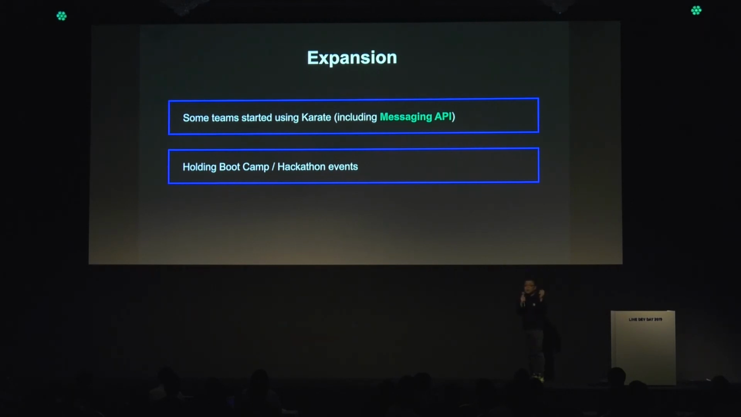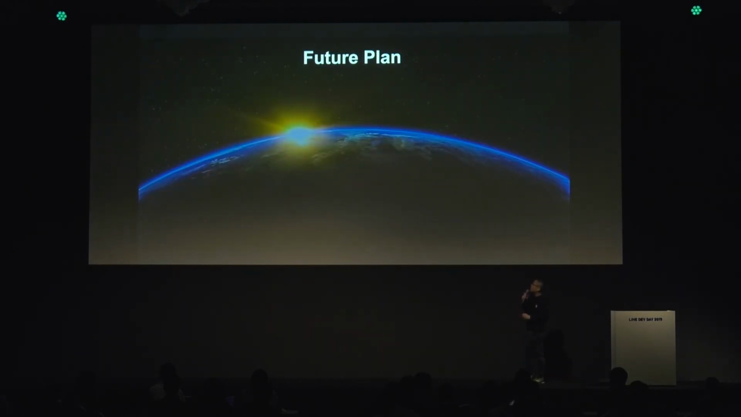So currently, Karate is now being used in other teams as well, Karate and SEBAS. What is being used in bot, the messaging API, that area is starting to use Karate little by little. And also externally, we are trying to increase the users. Internally, we have what we call internal sales campaigns. So we are holding boot camp and hackathon events in order to expand the usage. And this is our future plan.